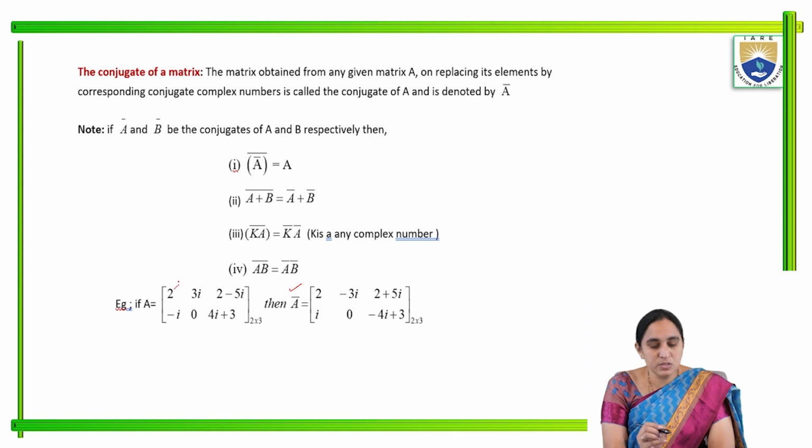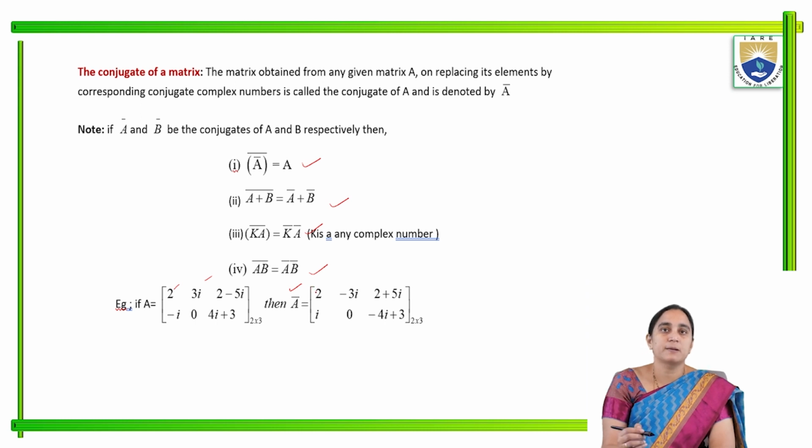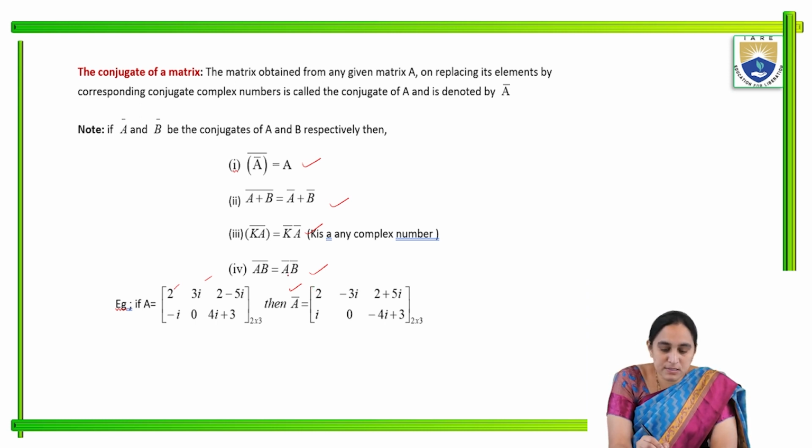For that there are no changes in the real numbers, only changes for the complex. That is, 2 minus 3i becomes 2 plus 3i, 2 minus 5i becomes 2 plus 5i, minus i becomes i, 0 becomes 0, minus 4i plus 3 becomes 4i plus 3. This is the conjugate. Here are the properties: the conjugate of the conjugate of A is A, the conjugate of A plus B is equal to A bar plus B bar, the conjugate of kA is k bar into A bar, and the conjugate of AB is equal to A bar B bar.